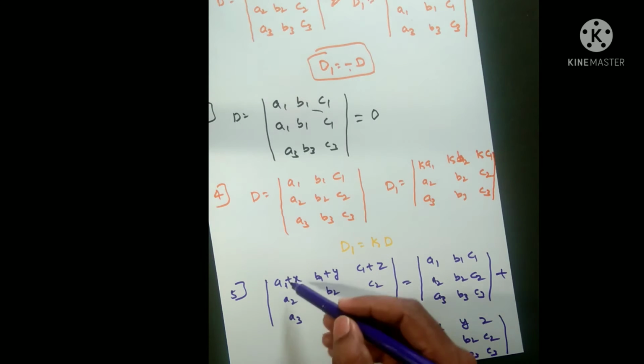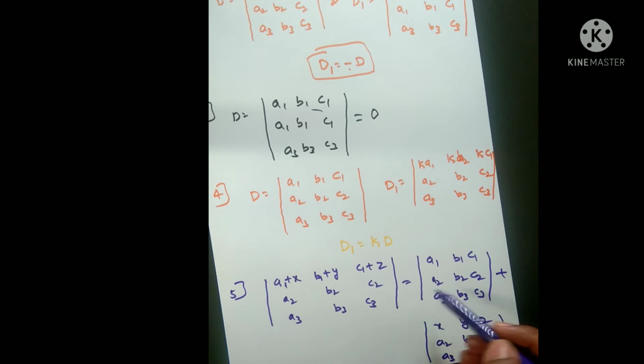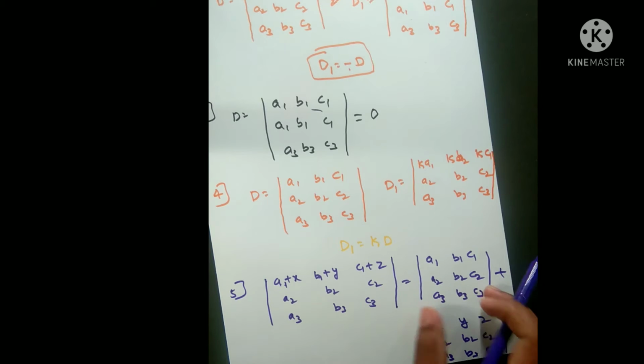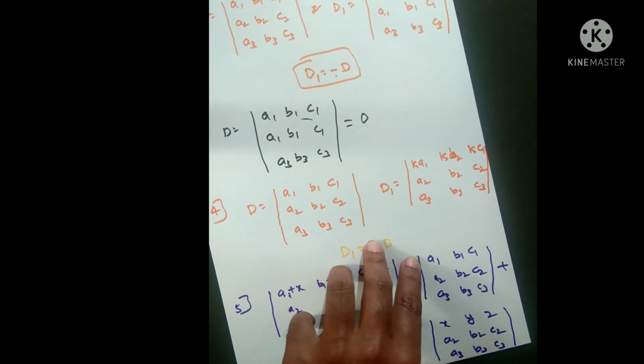If any row or column is expressed as a sum of two terms, then the determinant can be expressed as the sum of two determinants. Okay, now let me move on to the next one.